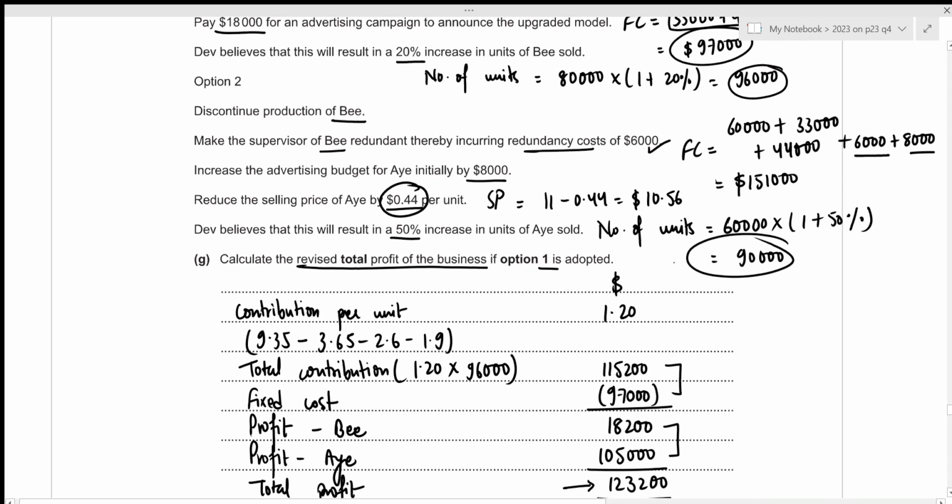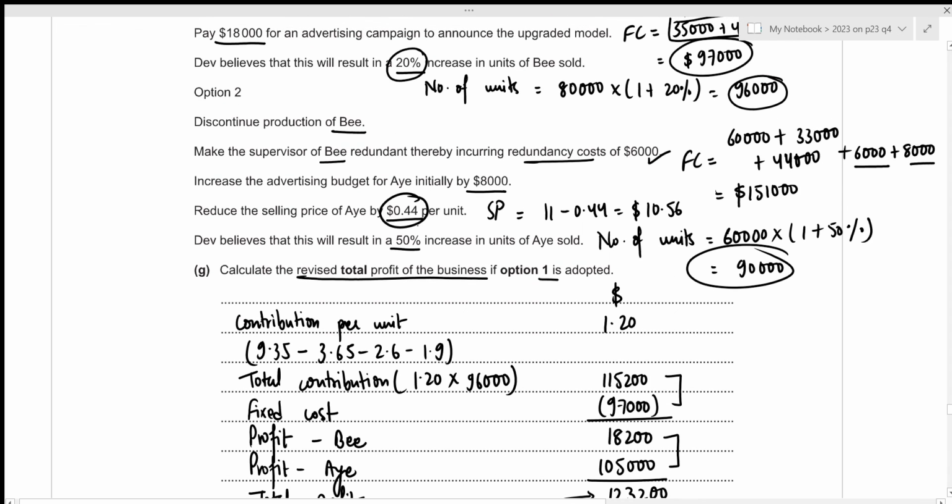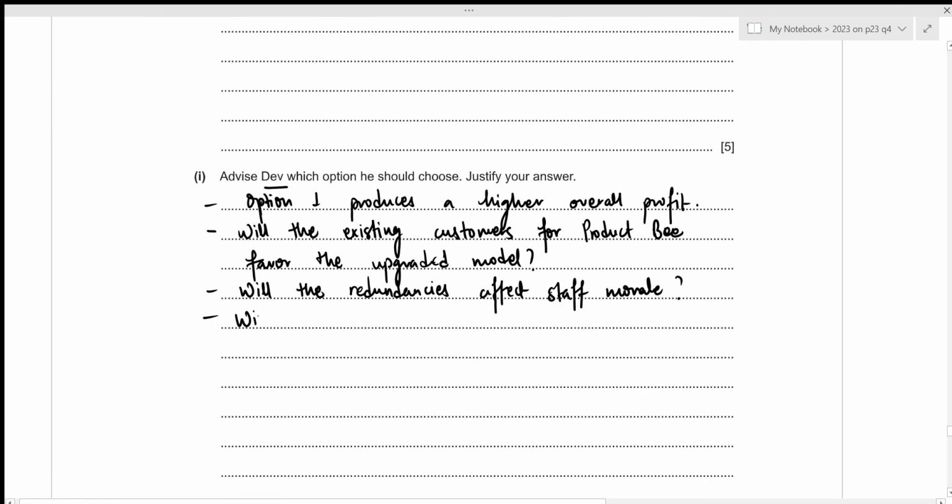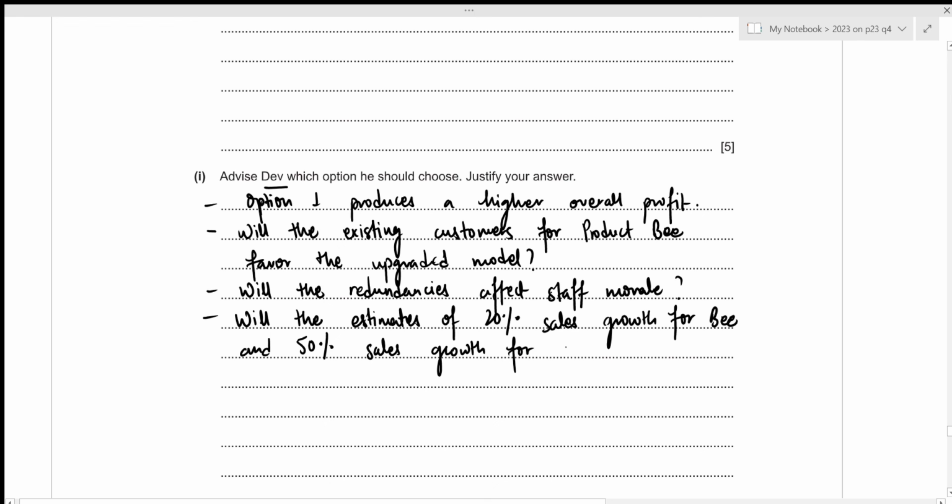Then what else is there? We can also question the reliability of these estimations, because in option 1 we have estimated that there will be a 20% increment in units of B, and in option 2 we have estimated a 50% increment in product A. So will the estimate of 20% sales growth for B and 50% sales growth for A be reliable?